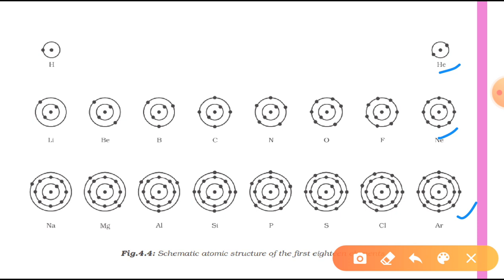Then look at neon. Neon has the configuration 2, 8. The most you can fill is 8 electrons in the L shell. That is the maximum number. Then argon. It has the configuration 2, 8, 8. Every element in the periodic table wants to be just like these noble gases. Just like these noble gases, they want to somehow fill their outermost shell.